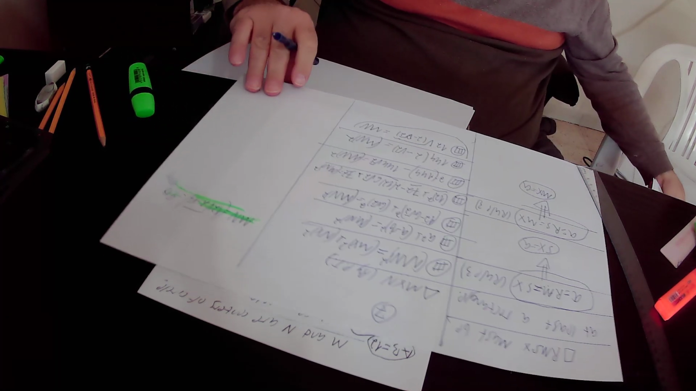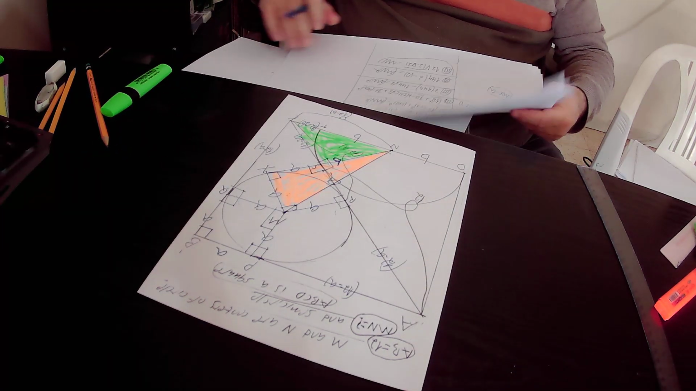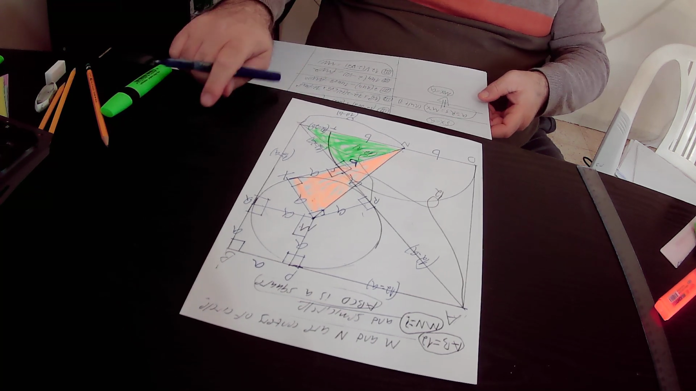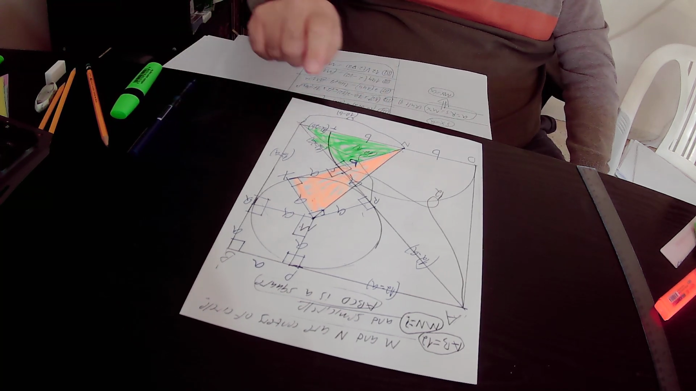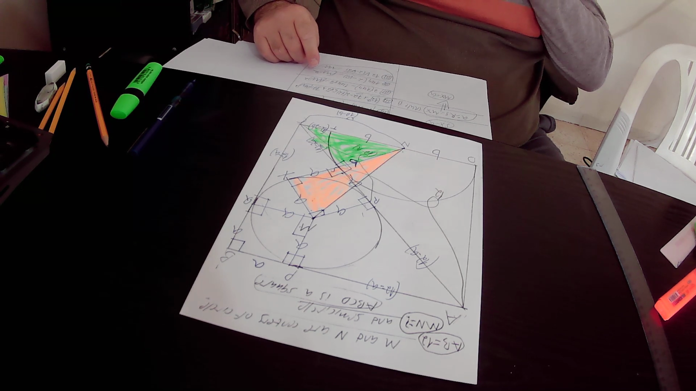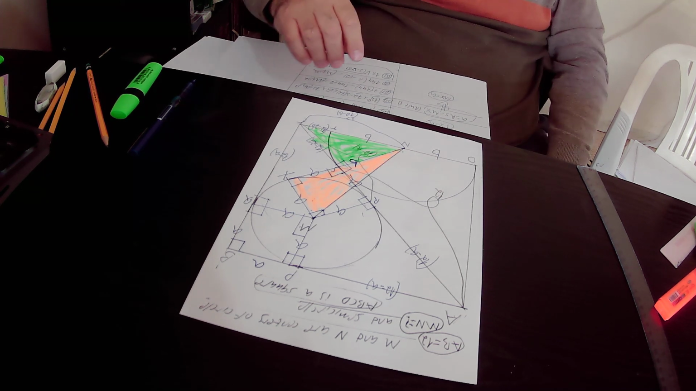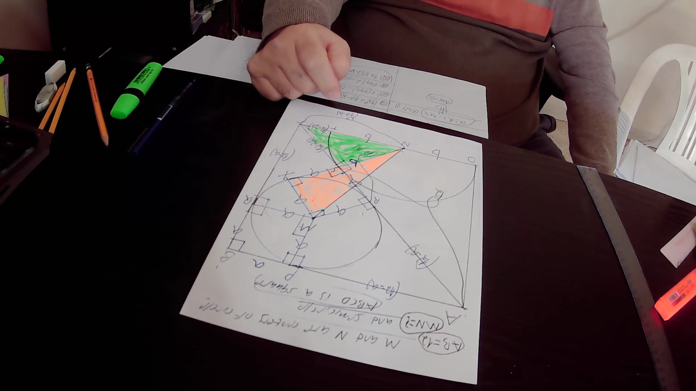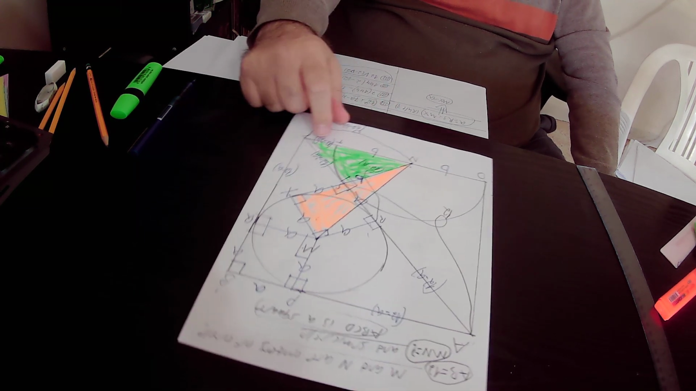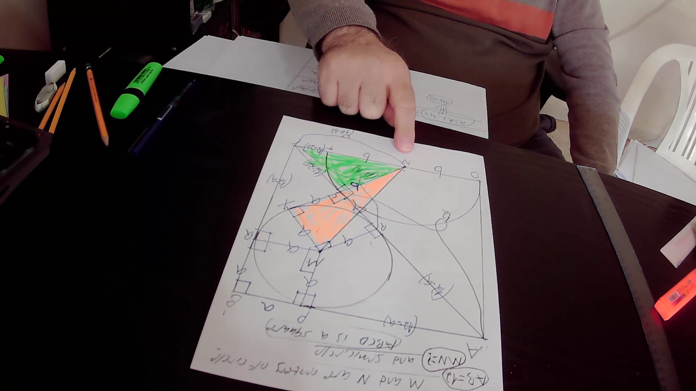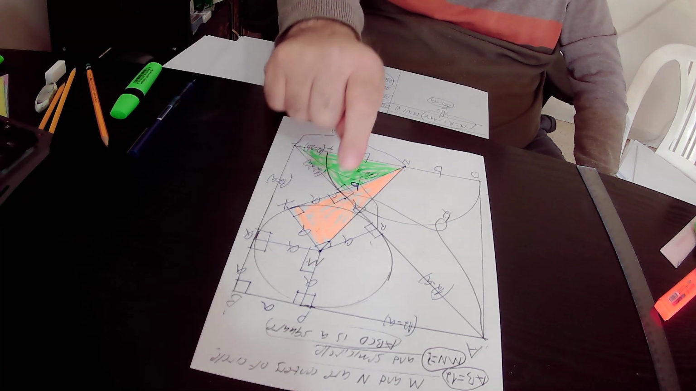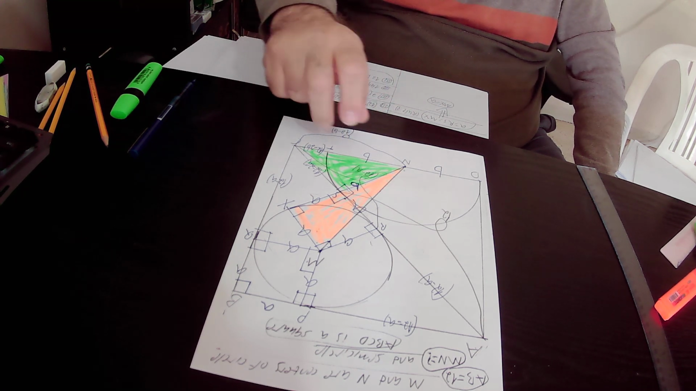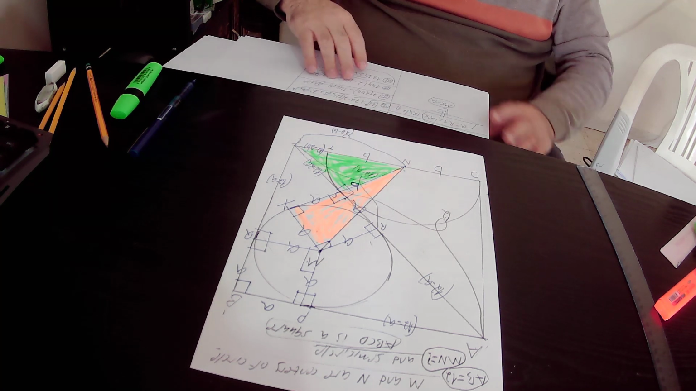Here we have square ABCD. We know that one side of this square is equal to 12 units. Inside this square we have a semicircle and a circle. The center of the semicircle is at this point, point N. The center of this circle is at point M. And we want to find out the distance between their centers, that is to say the length of line segment MN.